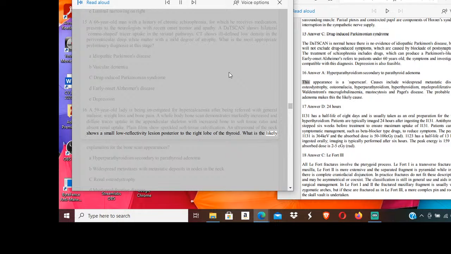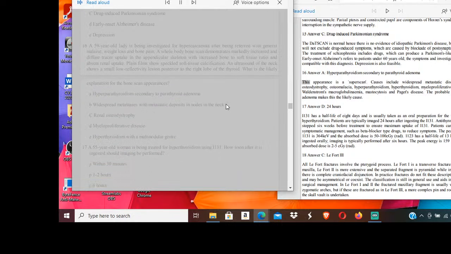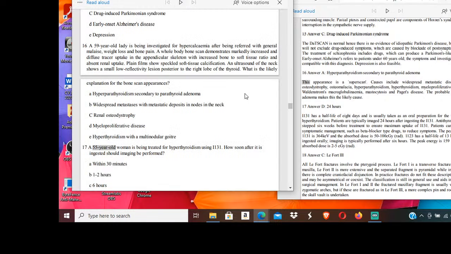What is the likely explanation for the bone scan appearances? A. Hyperparathyroidism secondary to parathyroid adenoma. B. Widespread metastases with metastatic deposits in nodes in the neck. C. Renal osteodystrophy. D. Myeloproliferative disease. E. Hyperthyroidism with a multinodular goiter.